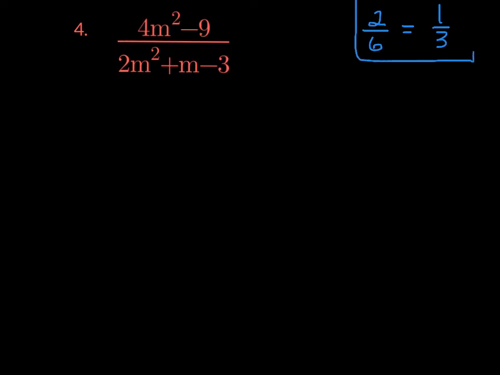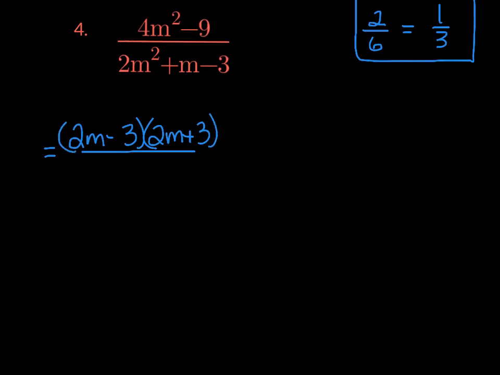But obviously, this one's a little bit more complex. So what we're going to start by doing is I'm going to make a blank fraction, and I'm going to factor the numerator. I see that that's dots, so that's going to be 2m minus 3 and 2m plus 3.